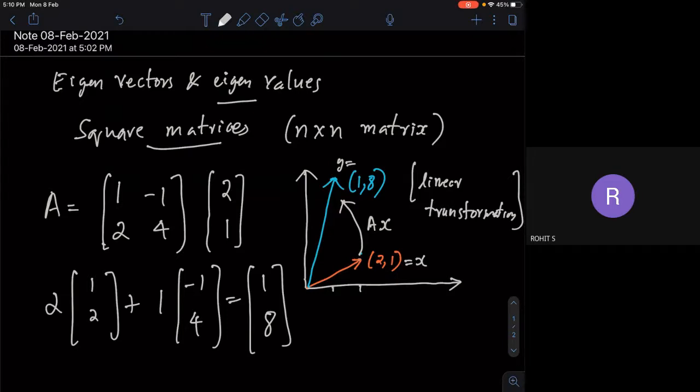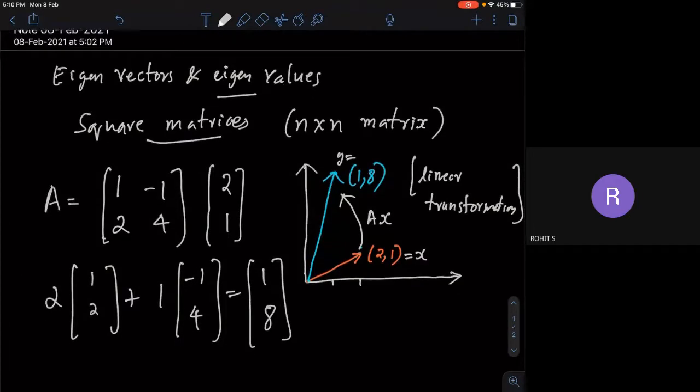Now, I hope this much is clear. But we are interested in some special kinds of vectors for this matrix A. As you could see, this matrix has changed the direction of this vector 2, 1. The direction of this vector 2, 1 is basically this, and A times this vector x, Ax, is not in this direction. It has changed to some other direction.